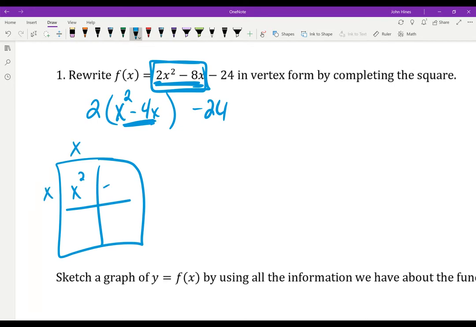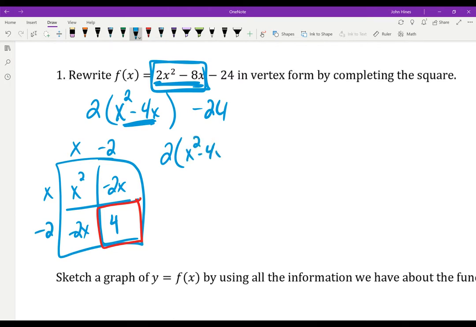What do we do with the middleman? Well, we cut him in half. So the magic number is negative 2 times negative 2 is 4. 4 is the magic number that completes the square. So let's stick that into this expression here.